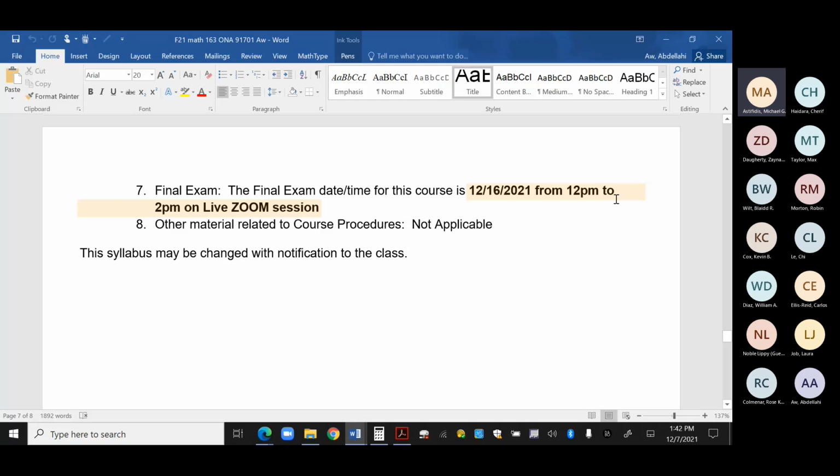Not 12:30, not 12:45. Okay, everybody, if you come at 12:45, you're going to miss 45 minutes, okay? It's 12 to 2 p.m. Again, look at the syllabus all the way down.